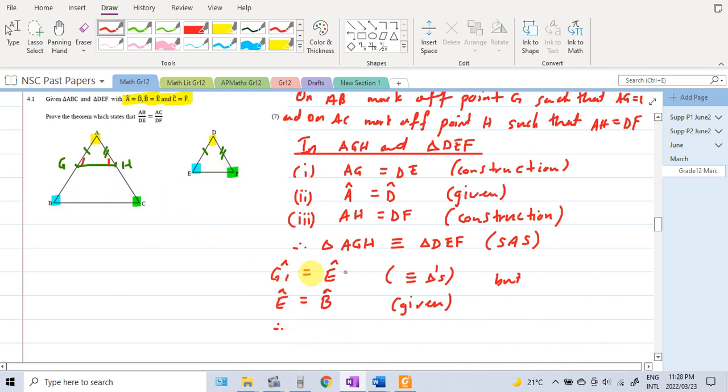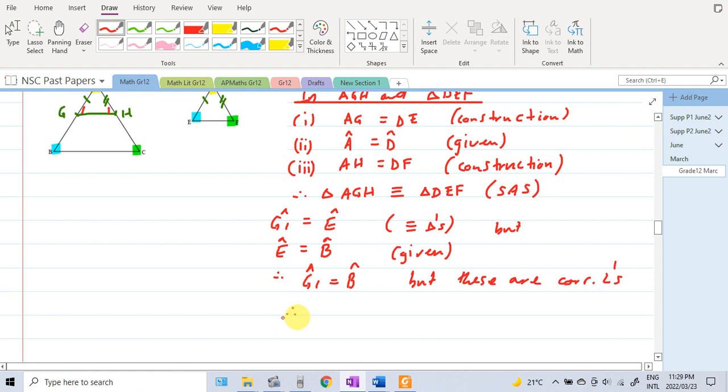So therefore angle G1 now becomes equal to angle B. And these are corresponding angles, right? Therefore GH now becomes parallel to BC, because of corresponding angles.